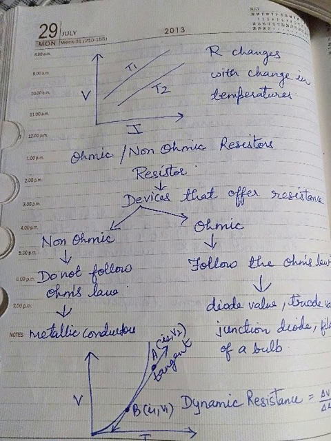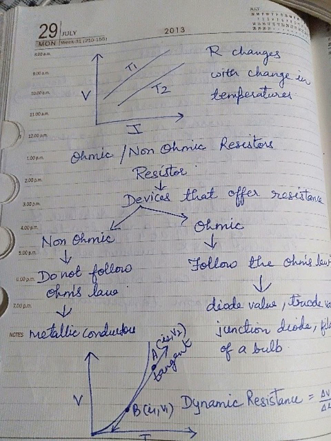Okay students, now look at the graph, the VI graph. You can see two lines, and T1, T2 is written. Now this is a graph drawn for two different temperatures. First, suppose we have taken 28 degree Celsius and we have taken the value of V and I of a particular wire, and we have plotted the graph.